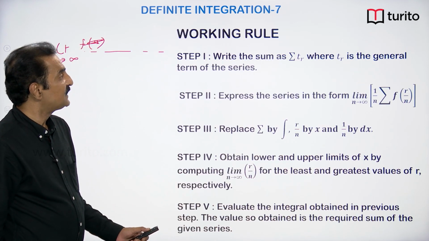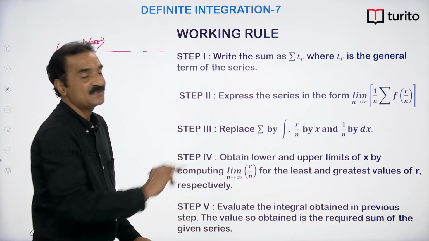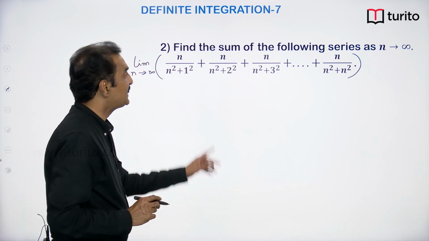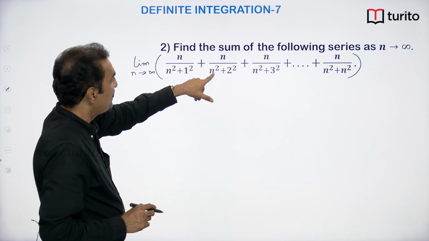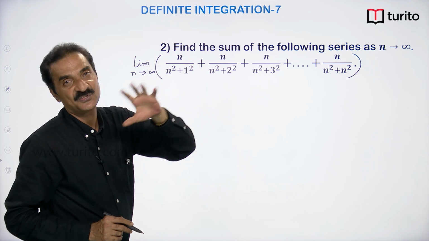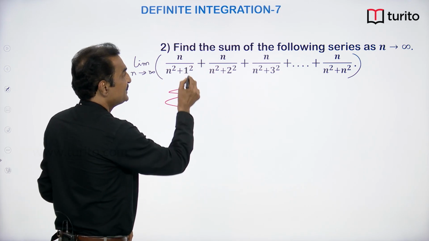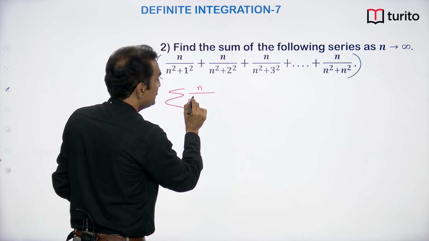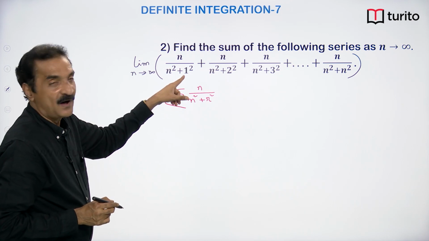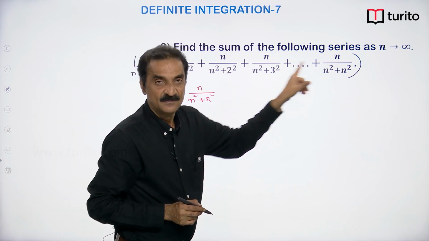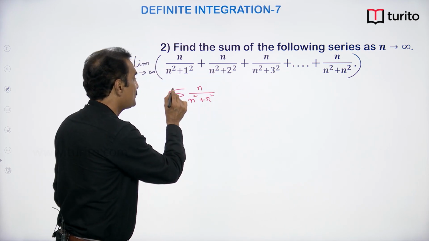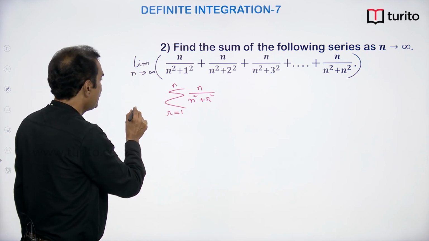What is the working rule? Let us see. Working rule is, first express the sum as sigma T r, where T r is the general term. What is the general term of the series? Numerator is same. In denominator, the changing number is here: 1 square, 2 square, 3 square. There you take r square. So you can write sigma of n by n square plus r square, general term. What are the limits of r? R varies from 1 to n. In the first term r is 1, in the last term r is n. So r varies from 1 to n. Write limit as it is.